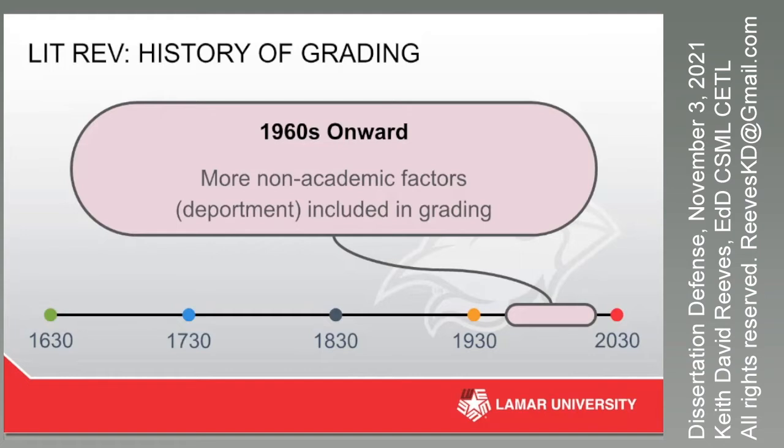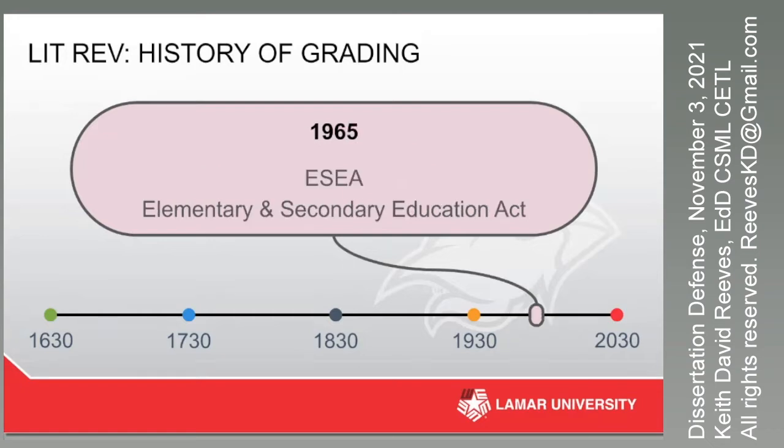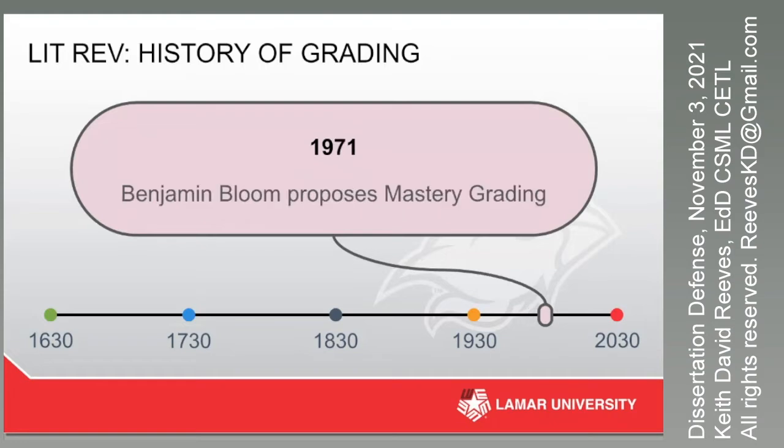These non-academic factors, like appearance or tardiness, collectively termed deportment grades, got folded in to traditional grading. The 1965 Elementary and Secondary Education Act created many new national requirements and began the era of standardized testing and accountability. Throughout the 20th century, critics raised concerns time and time again about the invalidity of traditional grading.